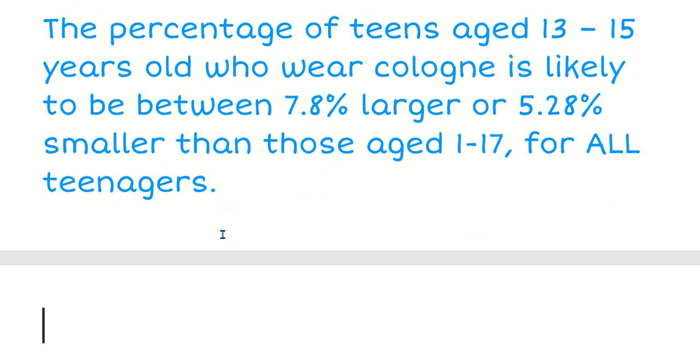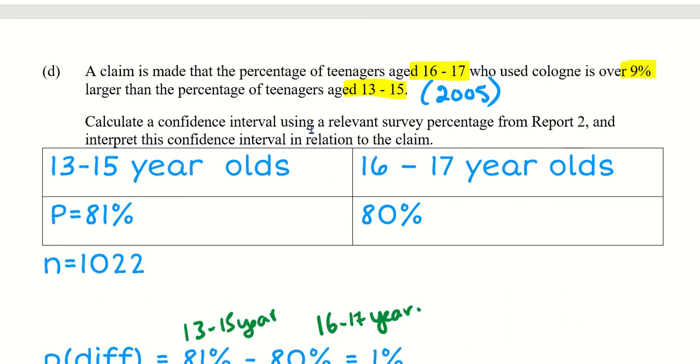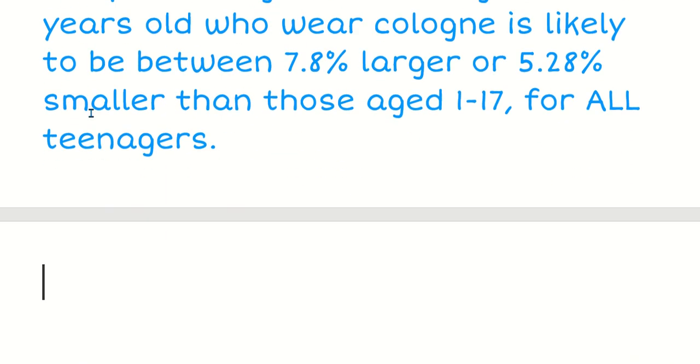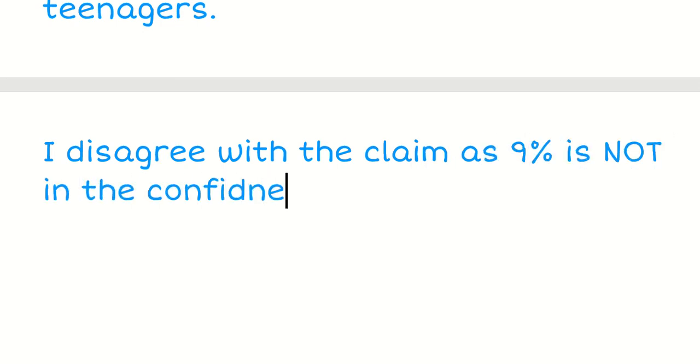And then I need to look at the claim. So the claim says that those who use cologne is over 9% larger. And so we are going to say, well, this confidence interval doesn't even include 9%. So we are going to say that we disagree with this claim. So I disagree with the claim as 9% is not in the confidence interval. And that's our answer.